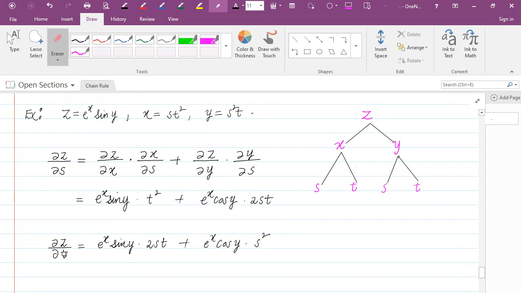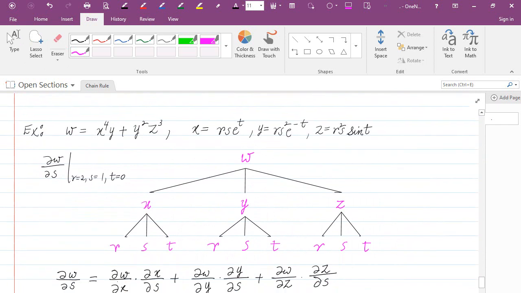And the partial derivative of z with respect to t, so in that case we go partial of z with respect to x, which would be e to the x sine y multiplied by partial of x with respect to t. Partial of x with respect to t would be 2st, and then partial of z with respect to y again is e to the x cosine y, and partial of y with respect to t would be s squared. So this will be the partial derivative of z with respect to t.